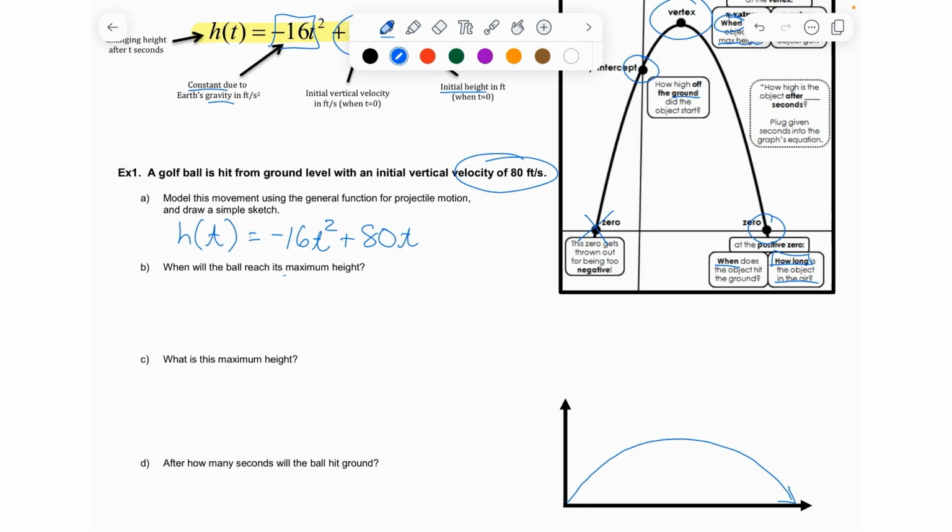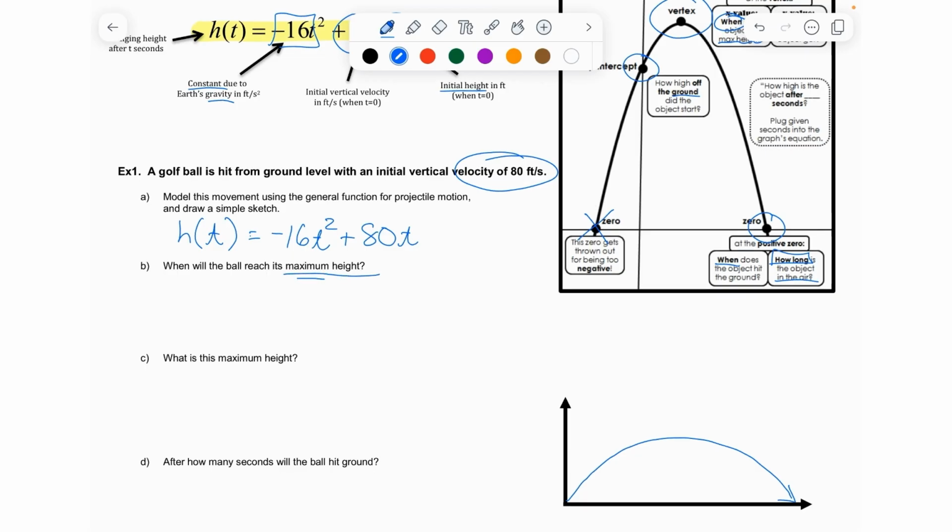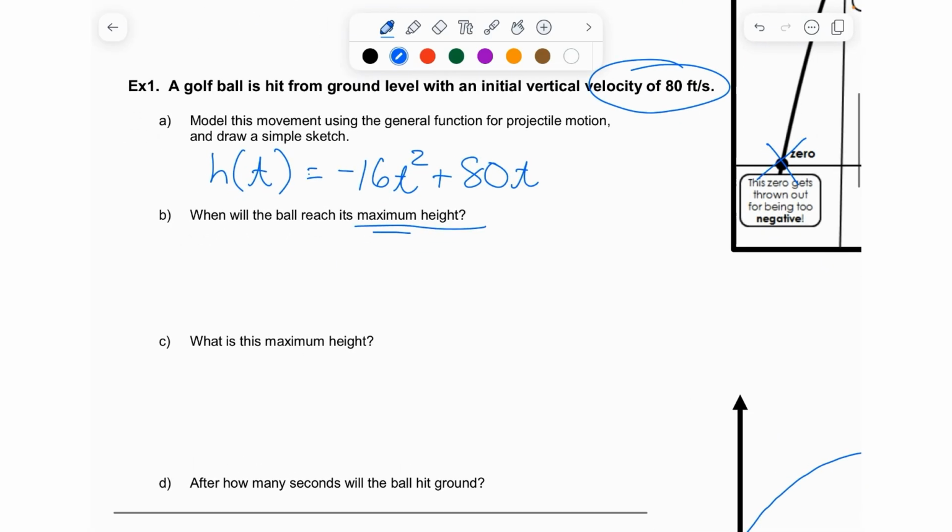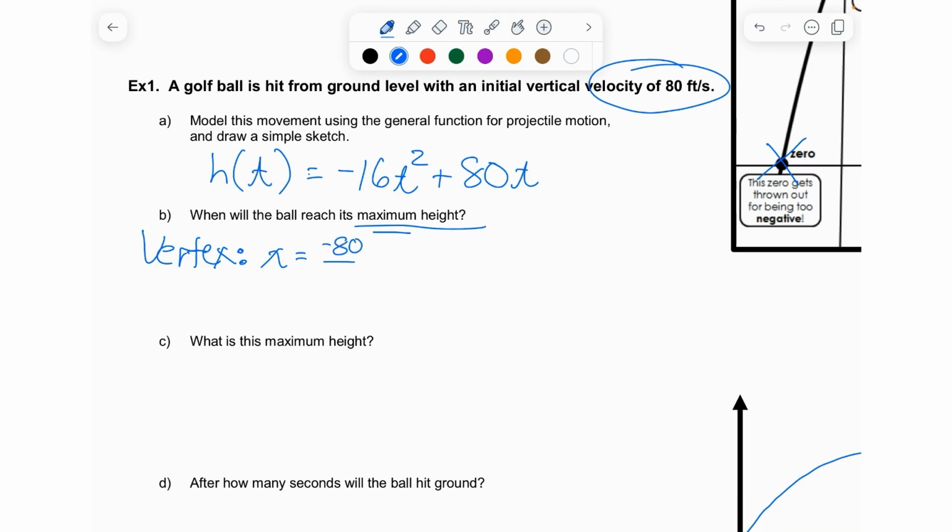Now, when will the ball reach its maximum height? Well, we see that word maximum, and right away we want to think vertex. And when you think vertex, you want to think the opposite of b over 2a. Now, the opposite of b is the opposite of 80, and 2a is just going to be 2 times negative 16. So I get negative 80 over negative 32, and you can put that in your calculator. It comes out to be 2.5.